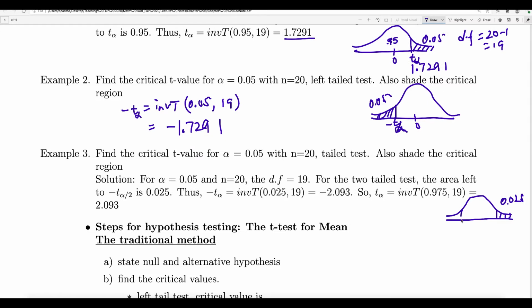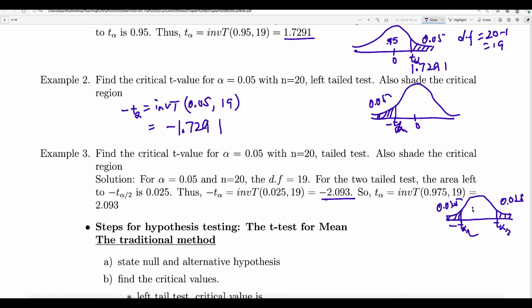0.025 is on the right side and 0.025 on the left side. Now this is denoted by t alpha half, because that area is the negative t alpha half, positive t alpha half. Now to find negative t alpha half, what do you do? You use inverse t, and the area left of that is 0.025 and 19. You get negative 2.093.